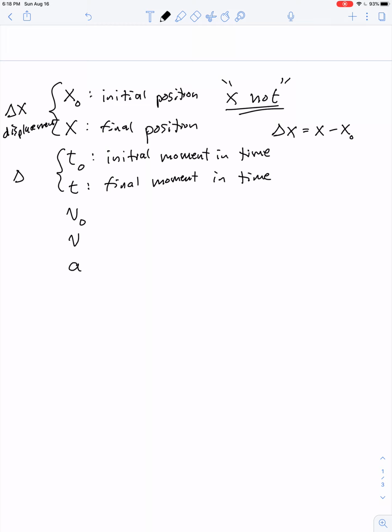So if we subtract the 2, we can get a time interval. But there's a trick to this. There's a little caveat here. You can't always have a reference system where an object's initial position is 0.